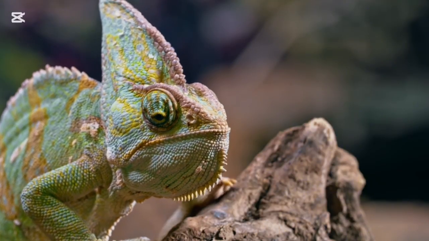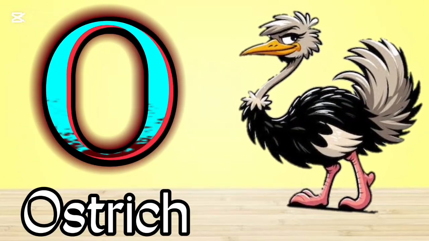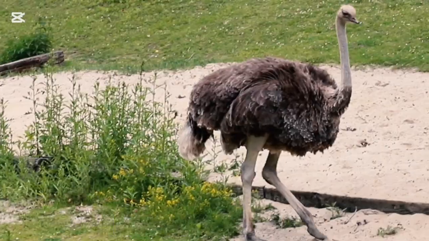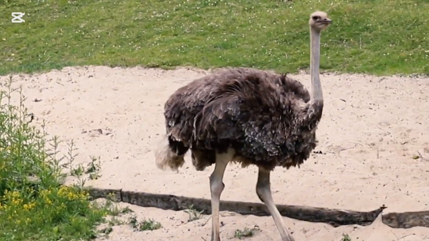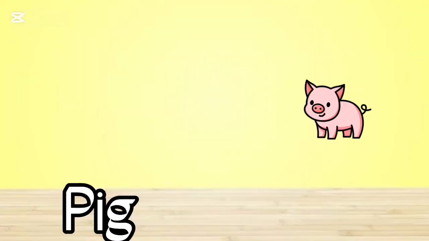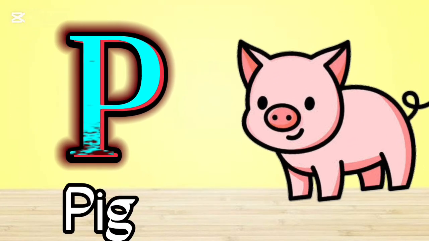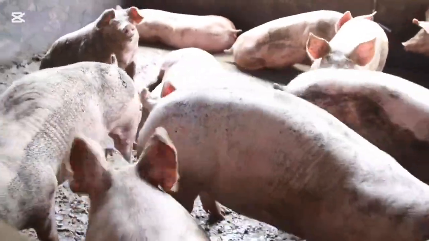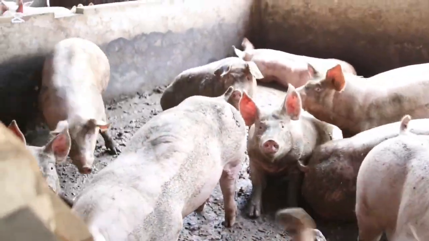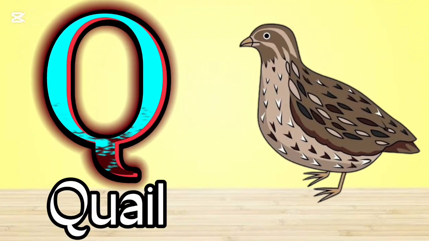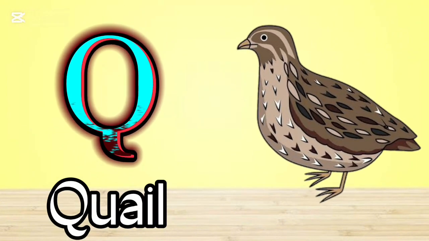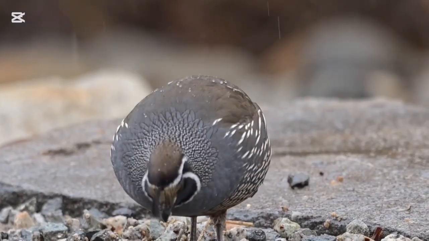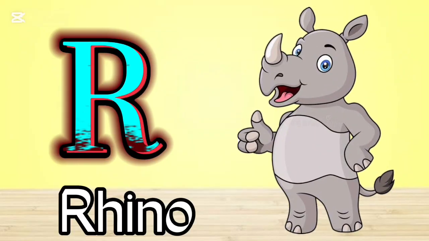N. Newt. O is for ostrich. Ostrich. P is for pig. Pig. Q is for quail. Quail. Q. Quail. R is for rhino.